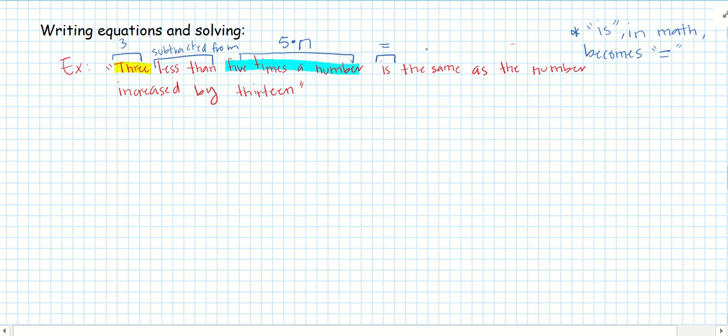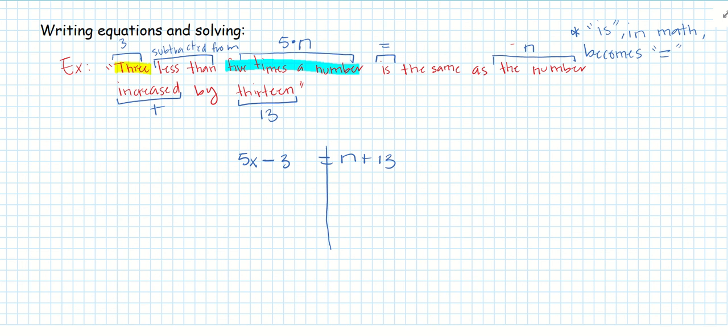this will be the equal sign, the same as. So the same as equals the number n, the number n increased, and increased means plus by 13, so 13. So we will have 3 subtracted from 5 times n. So 5n minus 3 equals n increased by 13, plus 13. Okay? And then we can go ahead and solve.